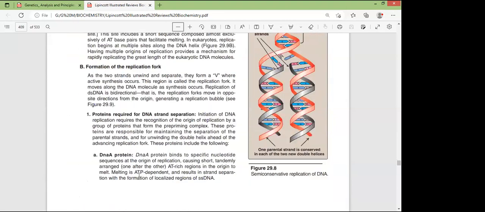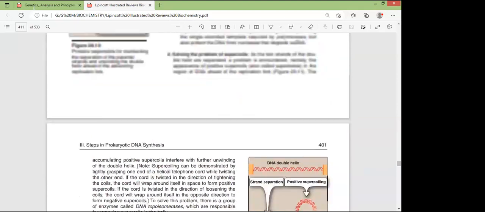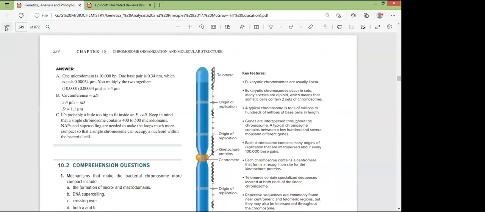Yeah. Now let's look at how is DNA replicated. How is DNA replicated? And let me just project this one. I find this picture helpful. Stay with me.